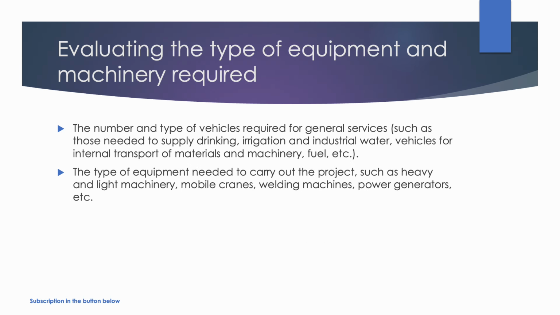Evaluating the type of equipment and machinery required. The number and type of vehicles required for general services, such as those needed to supply drinking, irrigation, and industrial water, vehicles for internal transport of materials and machinery, fuel, etc. The type of equipment needed to carry out the project, such as heavy and light machinery, mobile cranes, welding machines, power generators, etc.